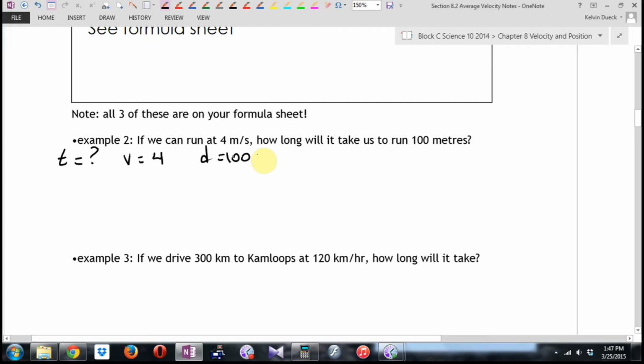So here's the deal. I'm looking for an equation that has a T, a V, and a D in it, and I'd like the one that has the T by itself. Which equation has the T by itself of those three on your formula sheet?